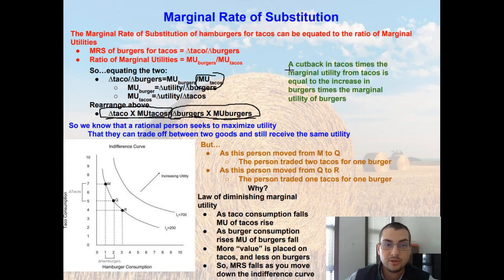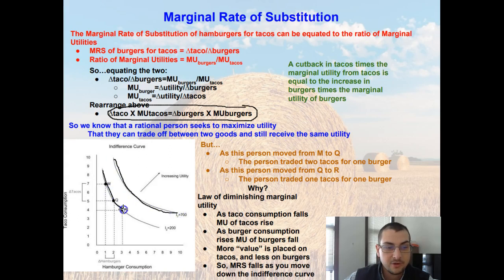So let's put it more into text right here. A cutback in tacos times the marginal utility from these tacos is going to be equal to the increase in burgers times the marginal utility of these burgers. What we're doing with this equation is justifying that we can move up and down this indifference curve and remain at the same level of satisfaction. So we know that a rational person seeks to maximize utility, and they're going to stay along this indifference curve because that's going to provide them the maximum amount of utility that they can trade off between two goods and still receive the same amount of utility.